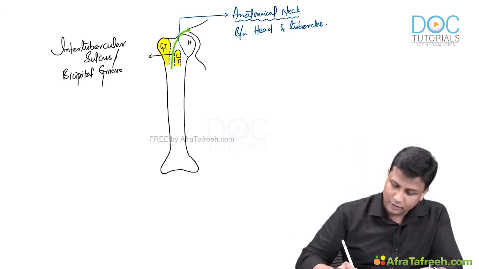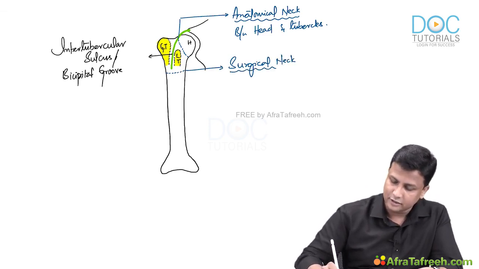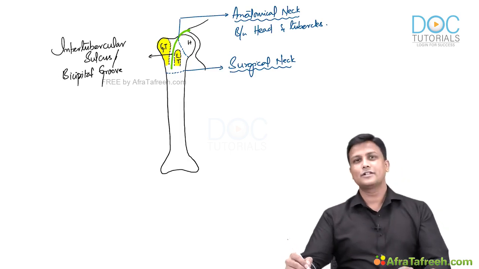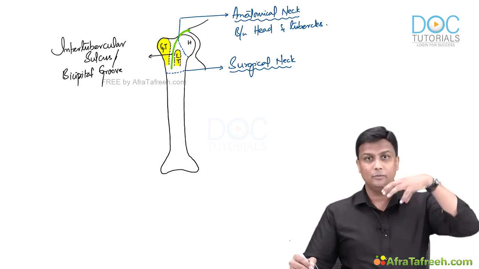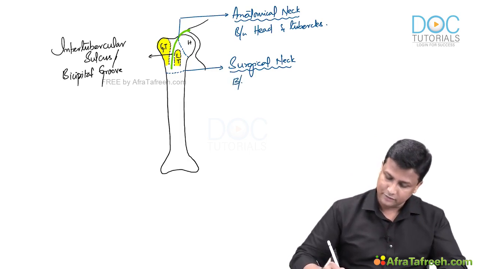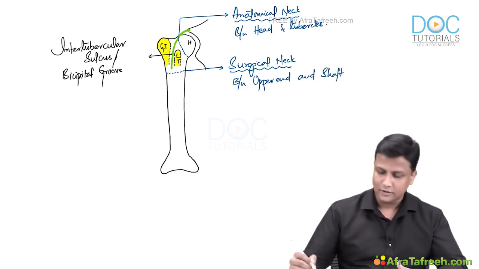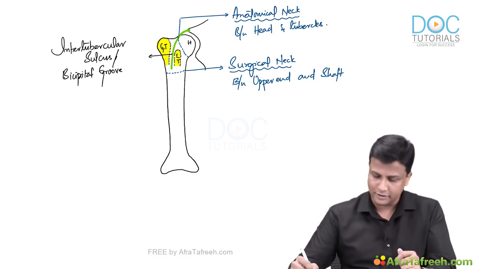So, between the head on one side and the tubercles on the other side, it will be the anatomical neck. And there will be one more neck over here, and this will be the surgical neck, guys. This is the surgical neck of humerus. Then how can you identify the surgical neck of the humerus? Remember, the surgical neck of the humerus is between the complete upper end of the humerus and the shaft of the humerus, sir.